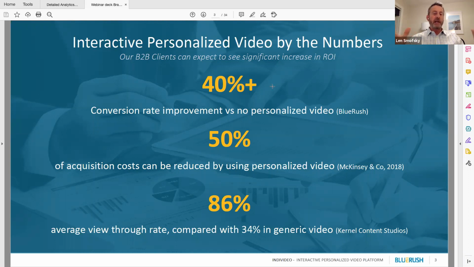If you take an example where one set of customers doesn't have a personalized video and the other customer does, those who have the personalized video will convert. Convert means they either buy the product or make an appointment to find out more about the product. And they'll convert at a 40% higher rate than those who don't see the personalized video. That's an average that we see. So that's a big lift.